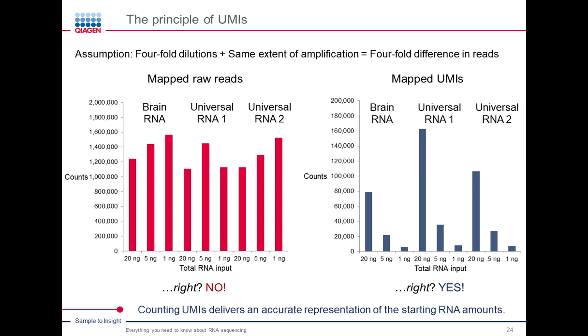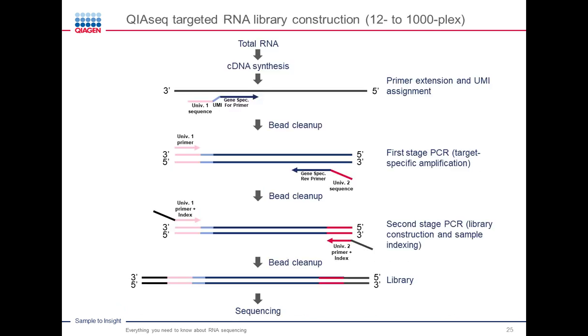However, when you account for your UMIs, you're now removing any replicate reads. And when you remove the replicate reads, you see this expected 4-fold drop in molecule counts. Collectively, counting UMIs delivers an accurate representation of your starting RNA amount.